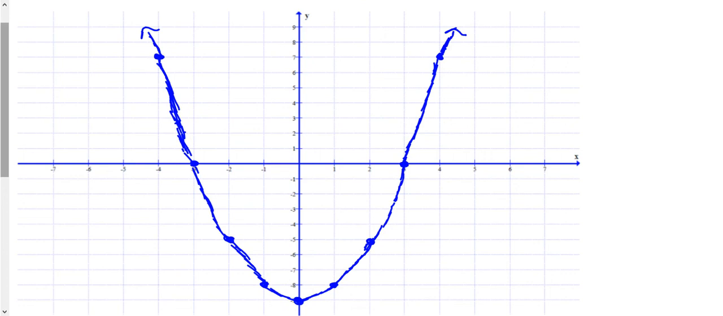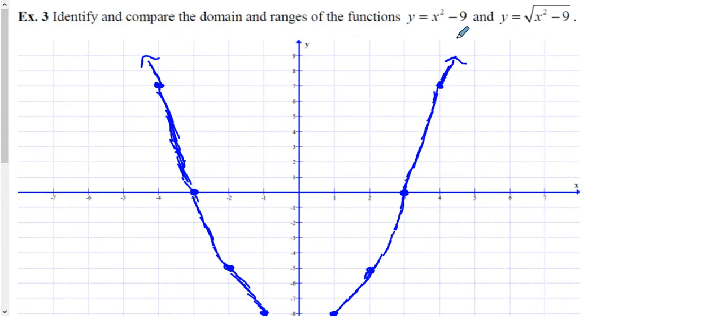From here, what I want to do is square root all my y values and then see what my new parabola is going to look like. So again, if you had to square root all your y values, you can't square root any of these negative y values down here. You'd have to start on your x-axis going up.